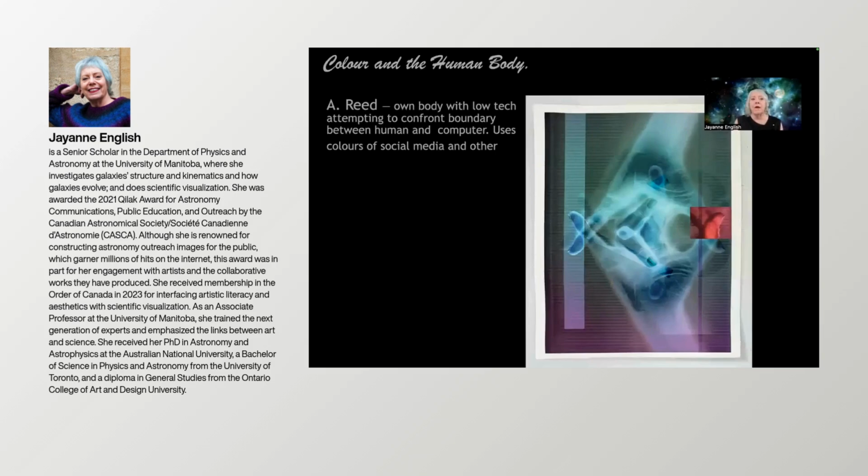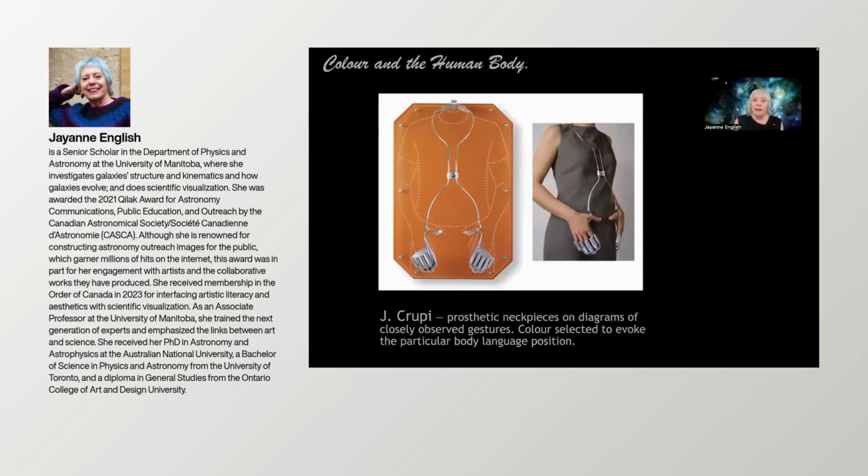Another really interesting thing was how people used bodies for their work. Reed used their own body and low technology scanners to attempt to confront the boundary between humans and the devices that humans use. The colors are those of social media and other online spaces so that it shows this interaction between humans and devices. This one is dealing with body language. It's by Krupi, and the jewelry, if you want to call it that, the prosthetic is put onto an orange color because orange is associated with social interactions. This gesture has an open belly, which is being open to social interactions.